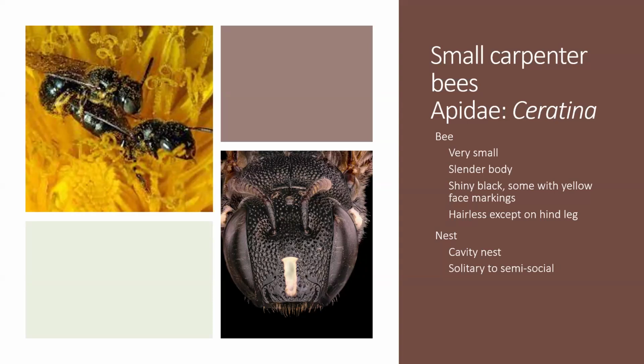And they typically will have hairs on their hind legs that they're going to use to store and carry that pollen back to their nest or nursery areas. This one is another cavity nester. They're going to seek out cavities, and these can be anywhere from solitary to semi-social.